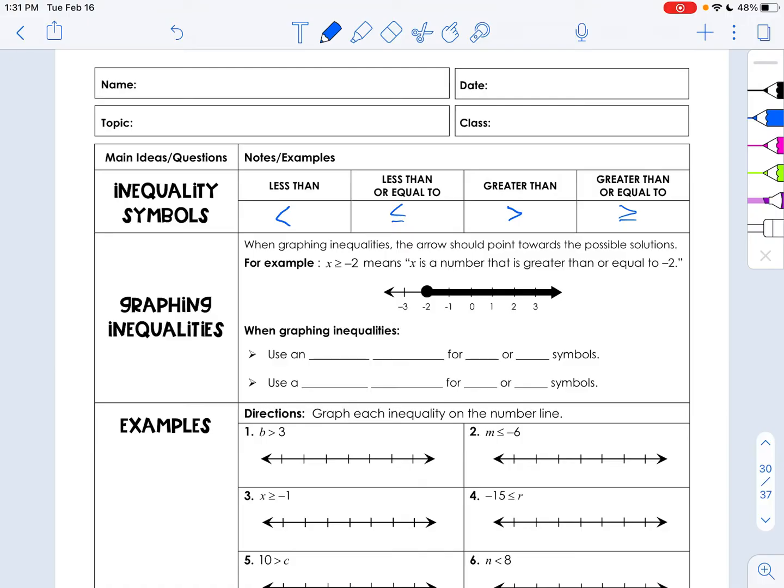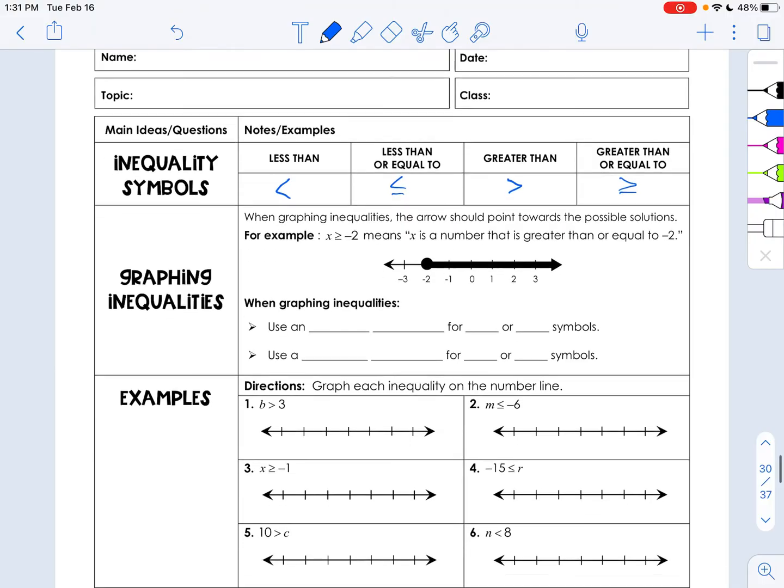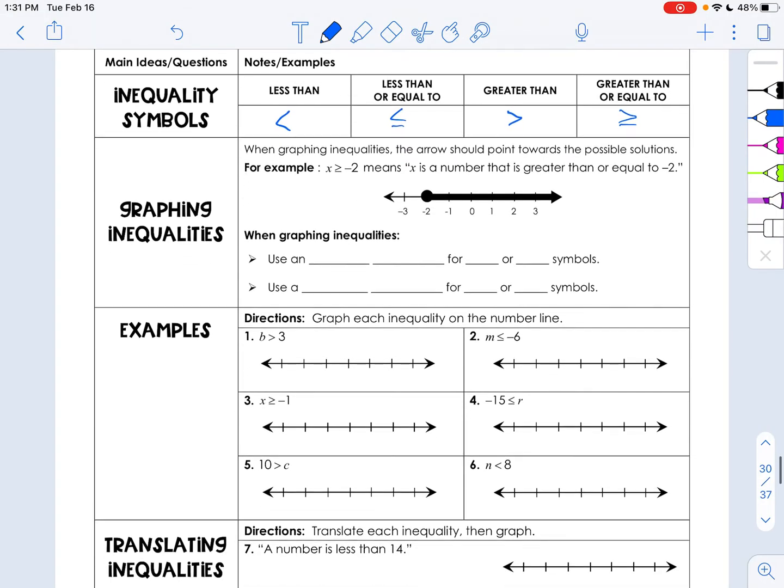The next thing we need to be able to do is graph inequalities. When graphing inequalities, you need to have a few things. You need to have a number line, a circle, and an arrow. All of these things are going to model an inequality statement. When graphing inequalities, the arrow should point towards the possible solutions.